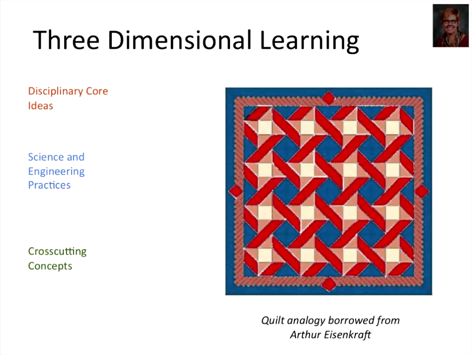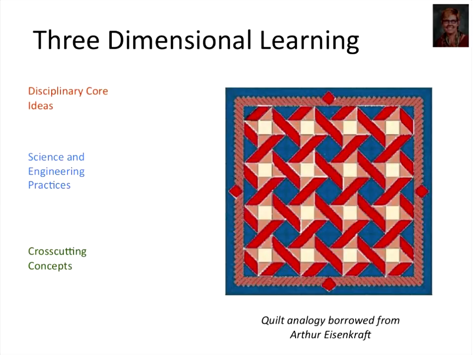So we started using this analogy last week, and we're going to try it again, partly because I love it, and I'm borrowing it from Arthur Eisenkraft, a colleague of mine who works very closely with high school teachers in developing project-based science at the high school level. He thinks about the three dimensions, disciplinary core ideas, science and engineering practices, and cross-cutting concepts, as a quilt. And the cool part about the quilt is that unless these three dimensions are sewn together and are benefiting each other, they work together. The quilt doesn't become a quilt. It's just strips of fabric. And the layers of the quilt are what really give it the ability to keep you warm and have beauty.